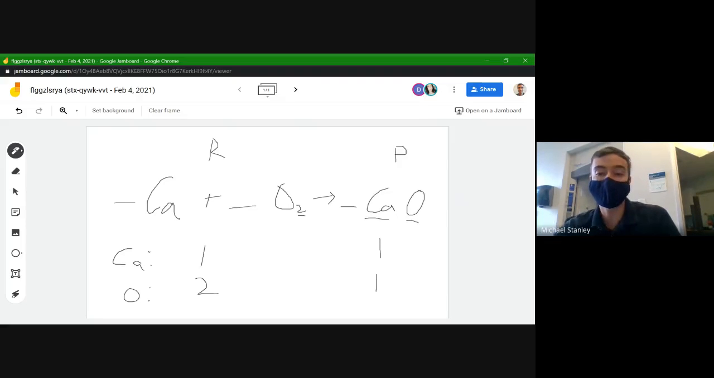So, obviously, this is not a balanced chemical reaction. We have 1 and 1 calcium, so that's good. Those are balanced to start off with. We have 2 oxygens on the reactant side and 1 oxygen on the product side. So these are not equal. They're not balanced, so we do not have a balanced chemical equation to start off with here.